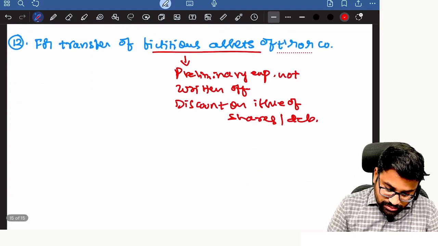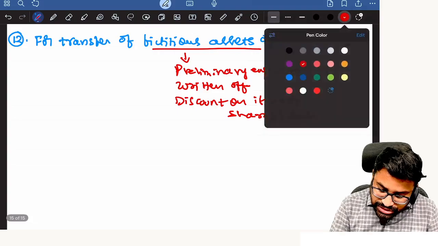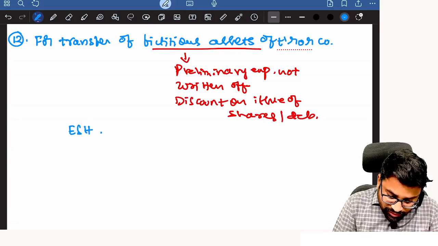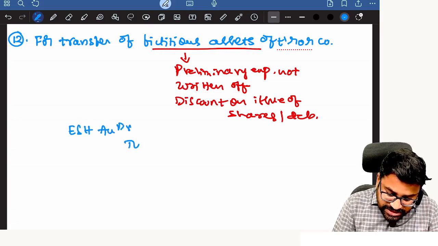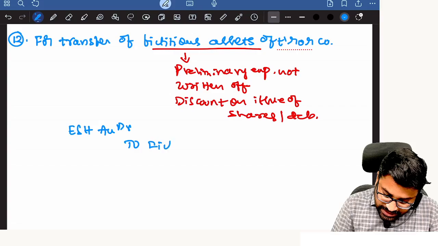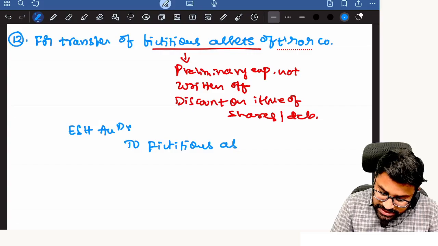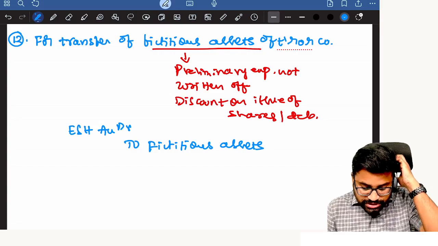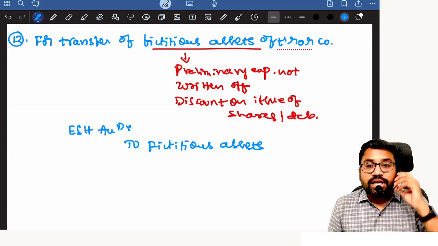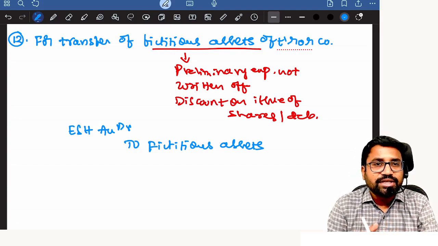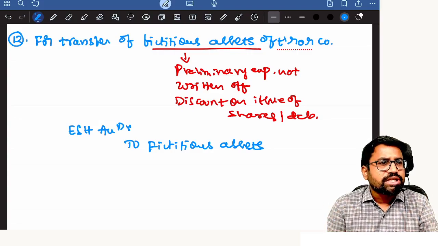So these fictitious assets, if I adjust to equity shareholders, what is the entry? Equity shareholders account will be debited. These assets will be credited. Whatever the fictitious assets are, one by one you have to write them, like preliminary expenses, discount on issue of shares, debentures. And sometimes we may have a P&L account debit balance in the transferor company. A debit balance in the P&L account indicates loss. That loss also is adjusted to equity shareholders only.